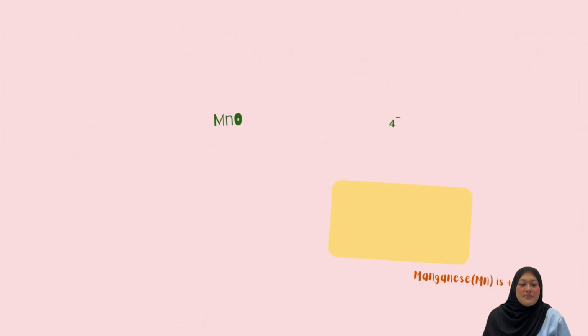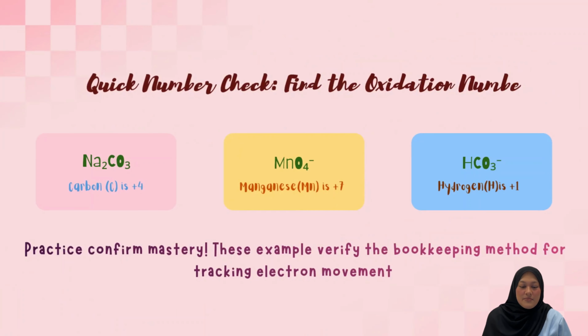And a quick number check. Find the oxidation number. First, sodium carbonate. Carbon is +4. Second, permanganate ion. Manganese is +7. And the last one is hydrogen carbonate, where hydrogen is +1. Practice confirms mastery. This example verified the bookkeeping method for tracking electron movement.